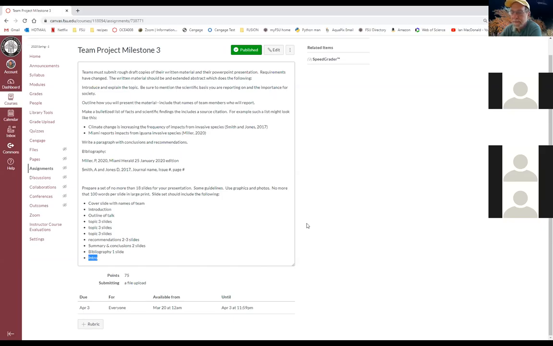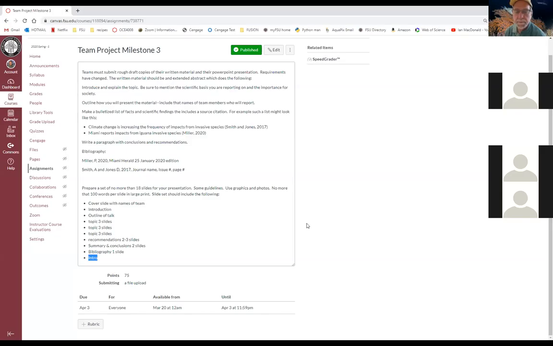How long is the extended abstract supposed to be? 750 to 1,000 words. Does that include the bulleted list of scientific facts and stuff? I don't know. Yes, I think it does. It's hard to give you an exact answer, but I'm looking for an abstract, not a long report. And I think 1,000 words is probably long enough to do that. If you need slightly more, it doesn't include the bibliography. The bibliography is separate from the extended abstract.